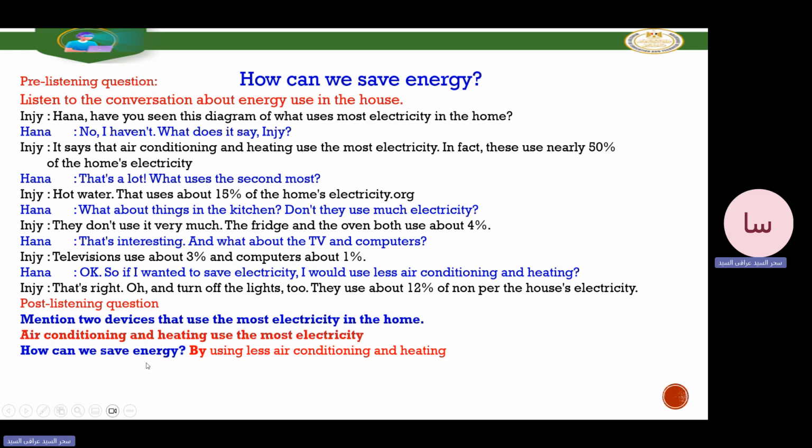Okay. How can we save electricity, or how can we save energy? Of course, by using less air conditioning and heating. Okay, so from this conversation, saving electricity is so important for our life. It's so important for our country. To reduce our usage of energy or of electricity is something very important. So we must think of this issue to help our country and help our environment as well.